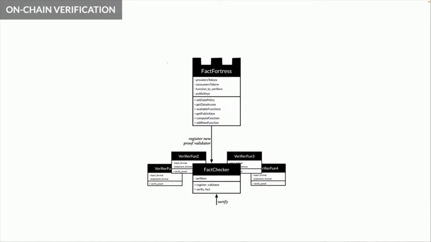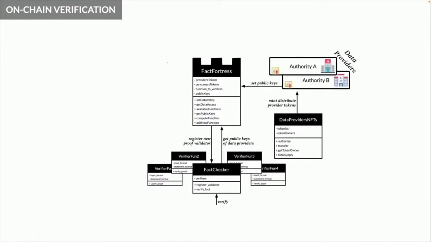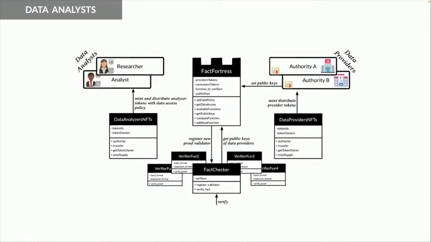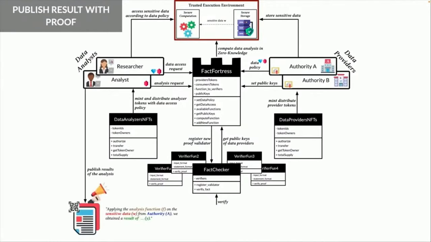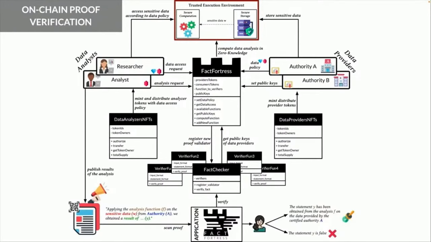To verify a proof, the verifier receives the authority's public keys and uses them as public inputs. To produce a proof, the analyst can securely access the data via NFT-enabled access policies, and they can perform authorized functions in zero knowledge. The smart contract will provide the result and the corresponding proof. Finally, the analyst can confidently publish the results together with the proof. Anybody can read the results, download the proof, and verify publicly on-chain.